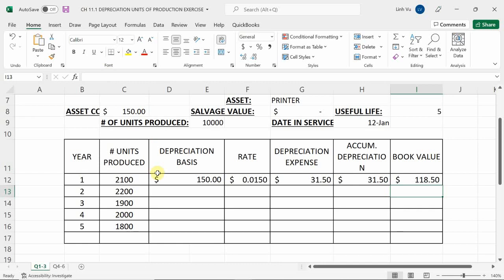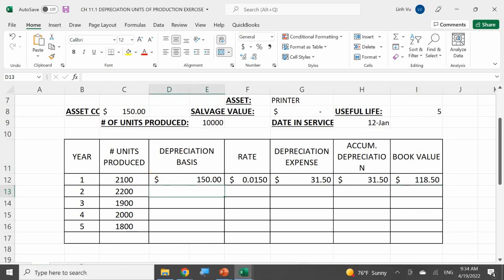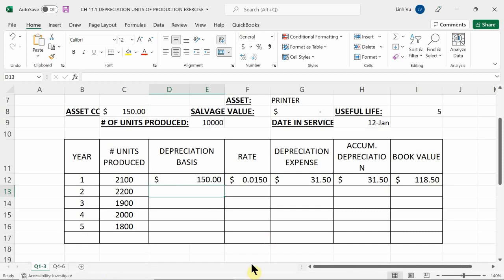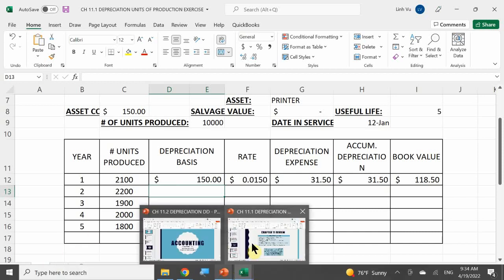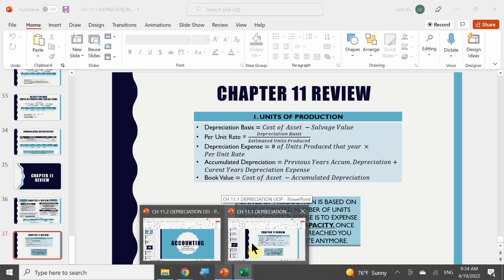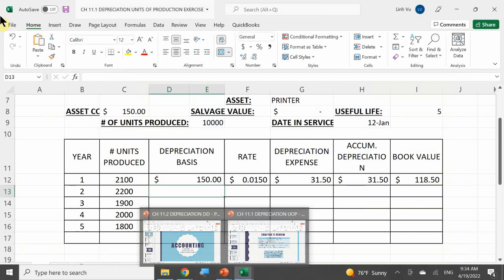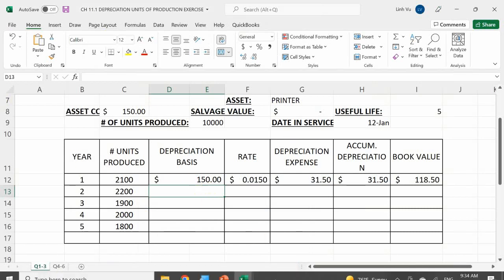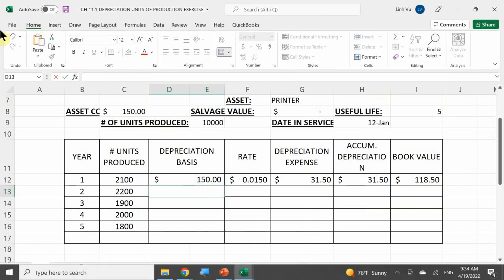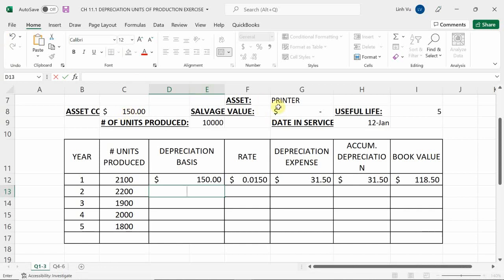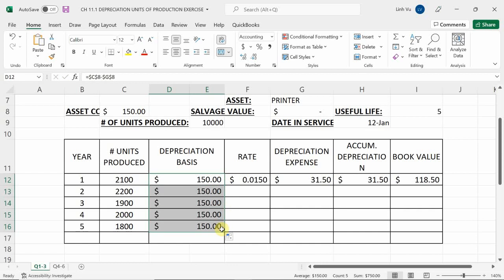Second year, right? What's my depreciation basis going to be? 118.50. No, not book value. So what's my formula again? Cost of asset. Oh, okay. So it's 150. Good, right? It's 150 because it's cost of the asset minus salvage value. So what you're going to notice is that this is going to be constant. Okay?